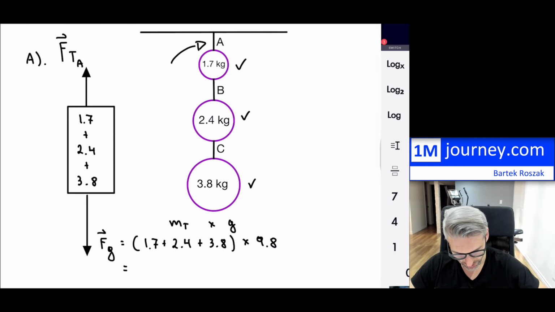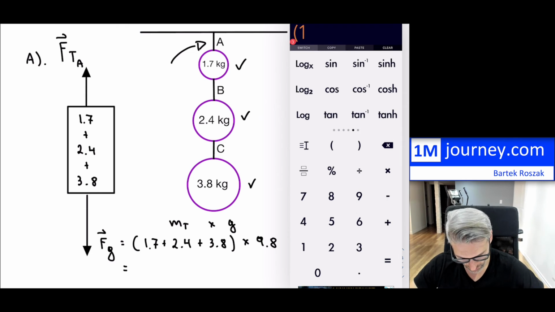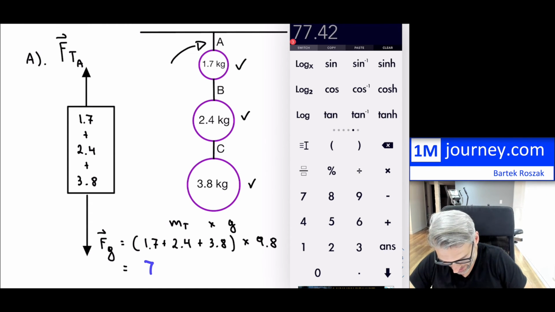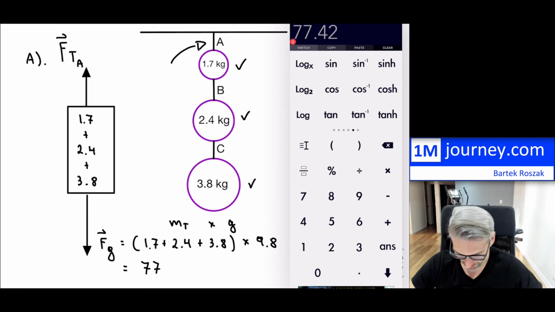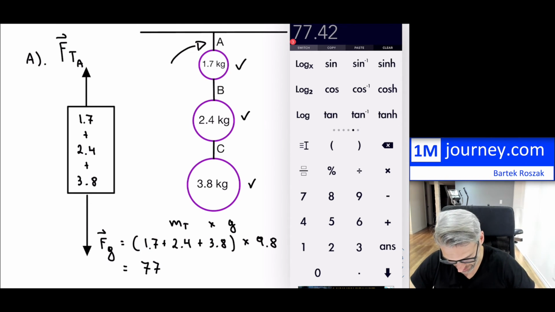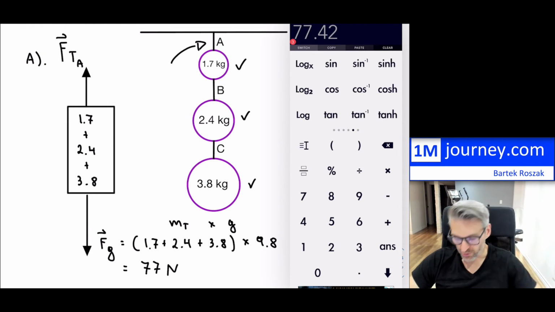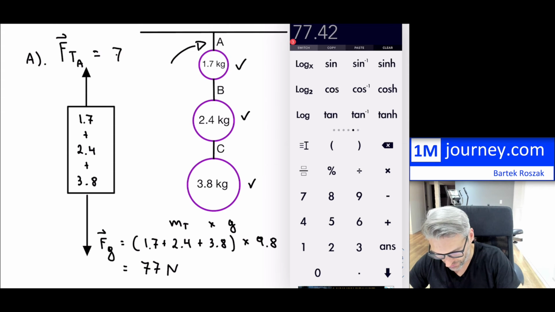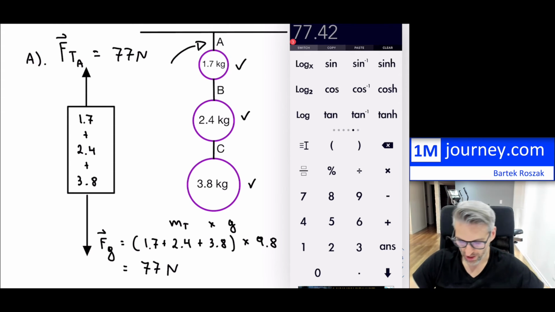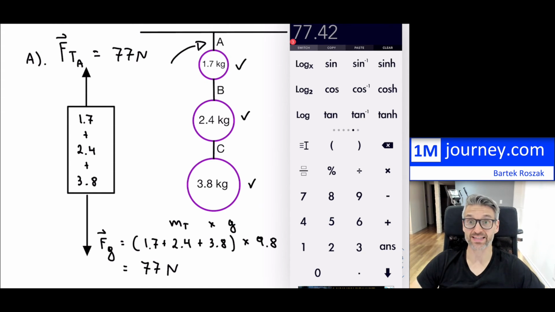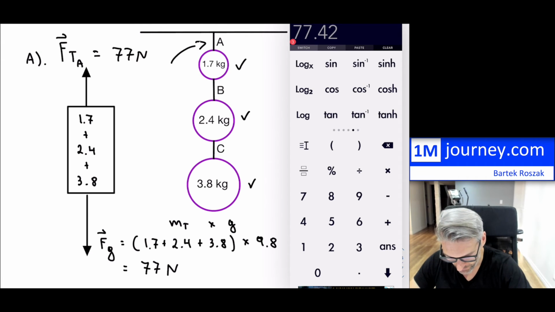So if you were to take out your calculator, so let's see, 1.7 plus 2.4 plus 3.8, and then multiplied by 9.8. So that's going to be 77, and I'll just round this to 2 significant figures. That's what we have in all of them. So that's the actual force. So that means this is your tension force, approximately that much. So that's how much it would have to withstand.